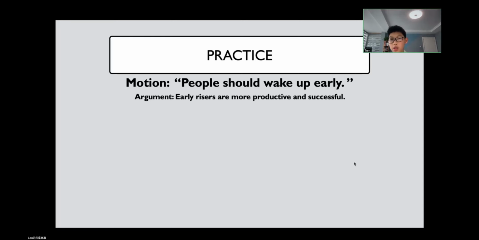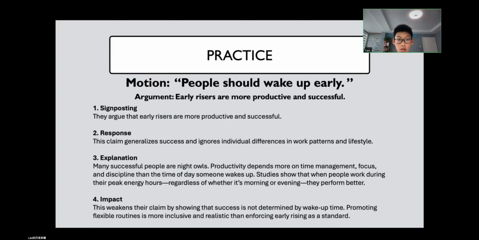Okay, then I think we should move on right now. So here's the example of our rebuttal. Signposting is basically repeating their argument. They argue that early risers are more productive and successful. The response is basically, why do you think this is not true? So our response is, their claim generalizes success and ignores individual differences in work style, work patterns and lifestyle.